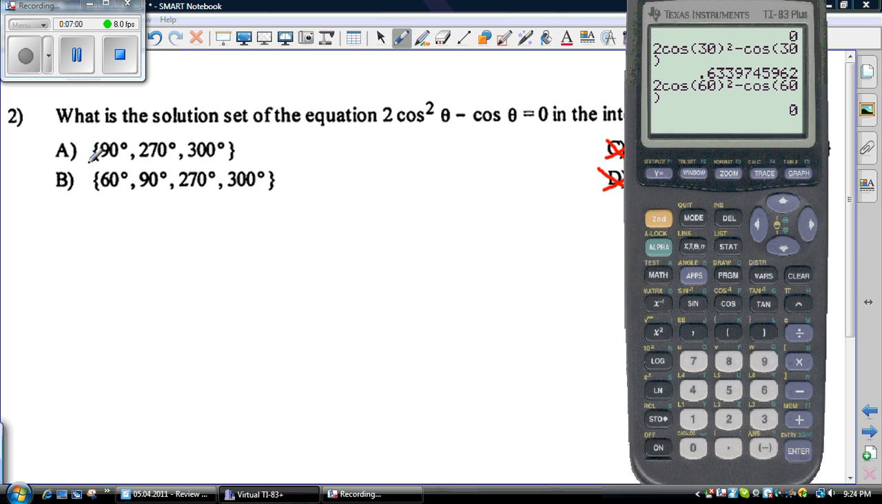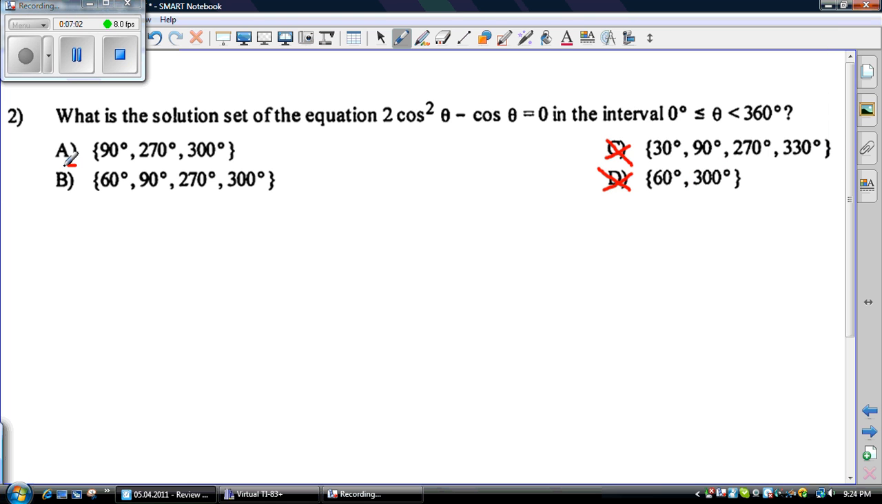And that one's 0, and so 60 does work. And so it must be choice A because it has a more complete answer set than... it must be choice B because it's got a more complete set of answers than choice A.